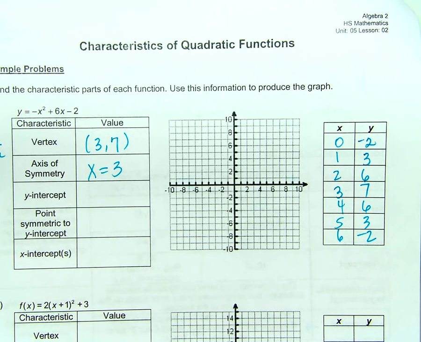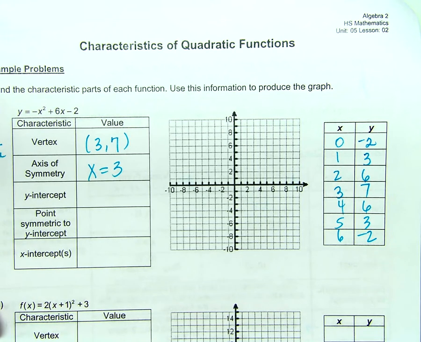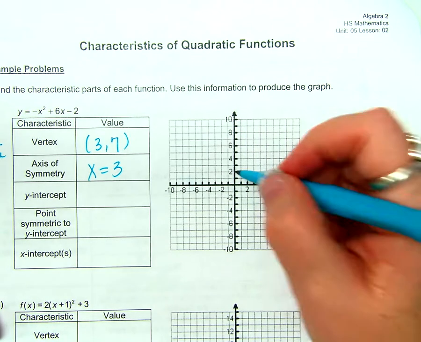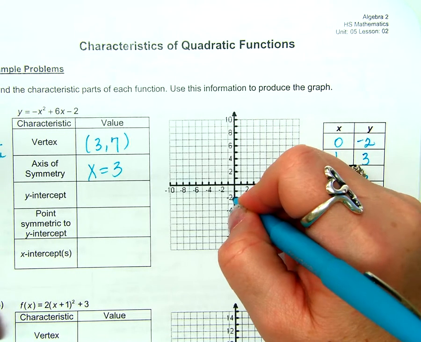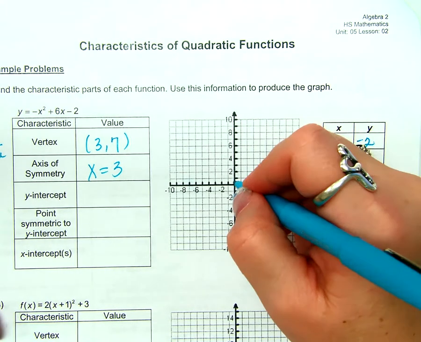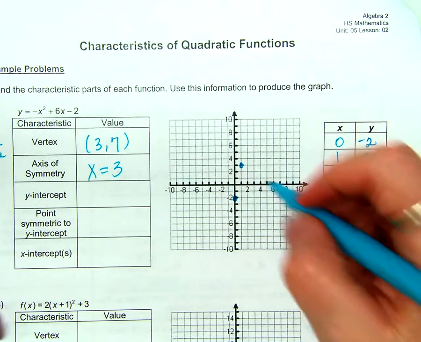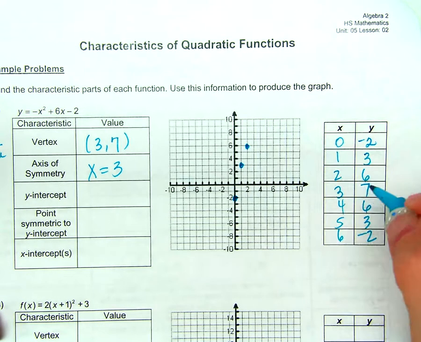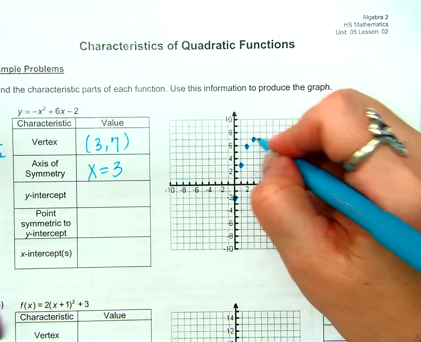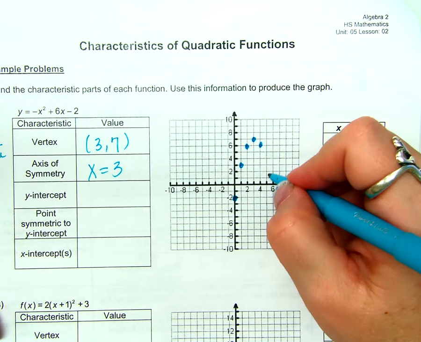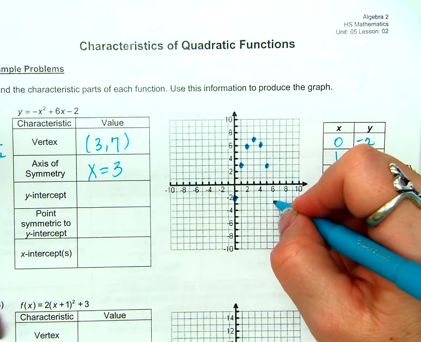So am I just being disrespectful or insolent or something like that? What do I know about parabolas? They're symmetric, right? So once I know one half, don't I know the other half? Or at least half of the table. Obviously not half of the parabola because it's infinite, but we won't go there right now. Okay? So I'm going to go ahead and graph it. 0, negative 2. 1, 3. 2, 6. 3, 7. 4, 6. 5, 3. And 6, negative 2.